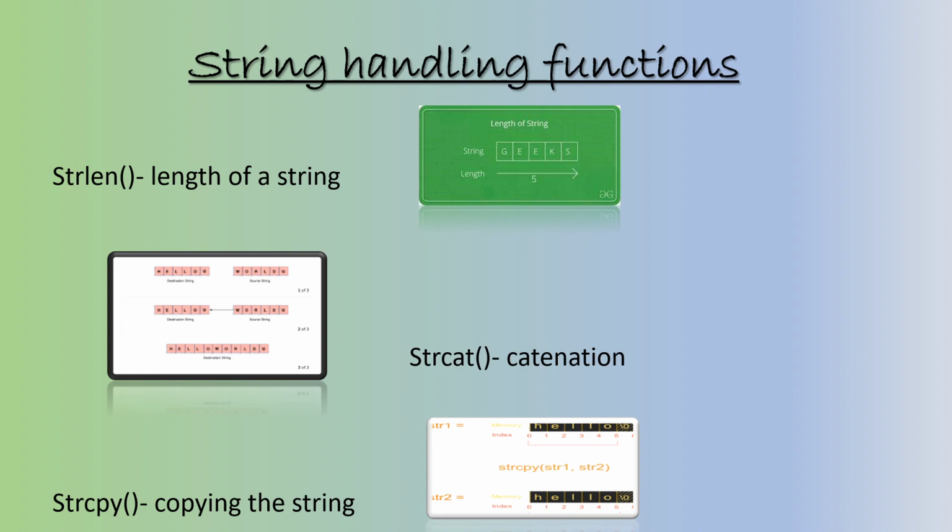Then the third one is copying the string. We use the strcpy function for copying a string. By making use of this function, we copy the contents of one string into another string. For this process, first we need to create one string, giving some characters into it. Then we need to create another string which is empty, so that we can copy the information from the first string to the second string.